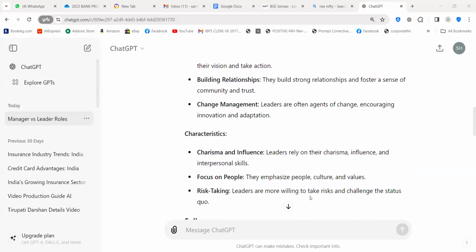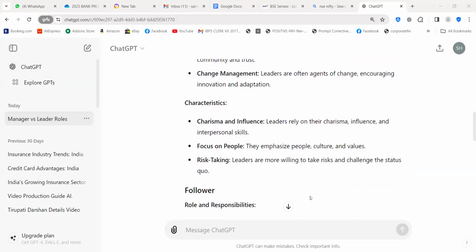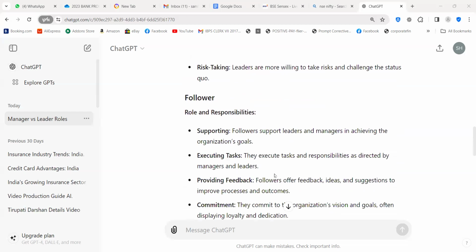Characteristics: charisma and influence. Leaders rely on their charisma, influence, and interpersonal skills. Focus on people: they emphasize people, culture, and values. Risk taking: leaders are more willing to take risks and challenge the status quo. Could you follow this, the manager and leader? Yes. Next, sir, follower.